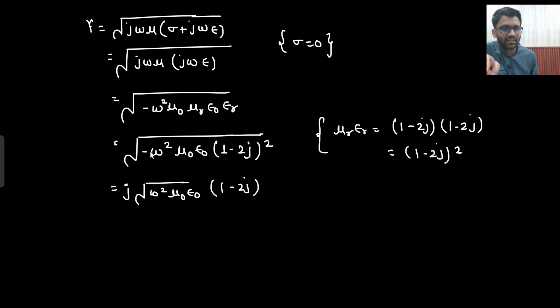If you do not support it, then from here you can see that this is under root (j omega) whole square mu epsilon, right? So you take this j omega whole square outward. What will you be left with? J omega mu epsilon. Is that clear to you? You can just take this j omega outward. So what will you get here? J omega, then under root mu naught epsilon naught and 1 minus 2j.